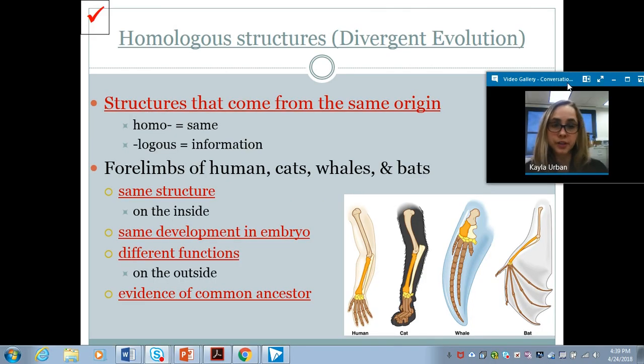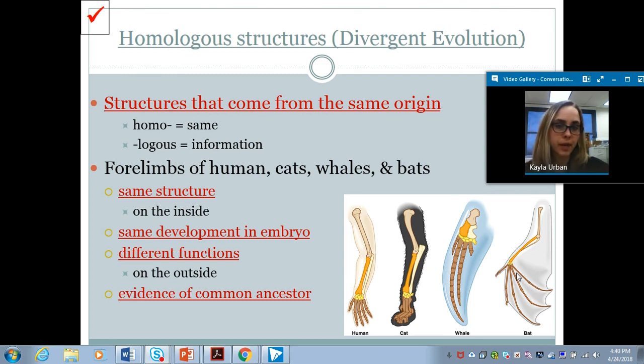Homologous structures are an example of the anatomical record, and they are structures that came from the same origin. The prefix homo means the same, and the suffix logos means information. So here you have a picture in the bottom right corner of a human's hand, the cat's paw, the whale's flipper, and the bat's wing.